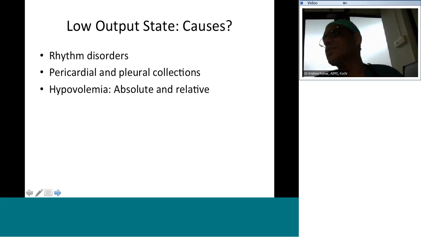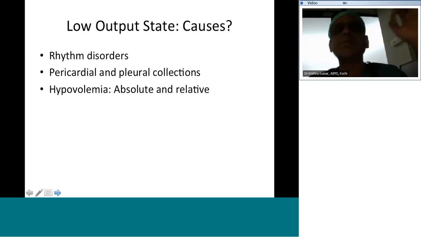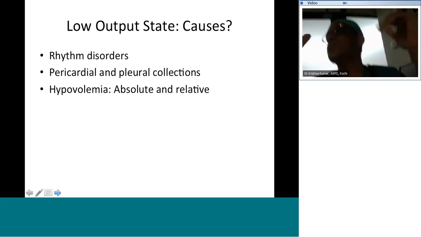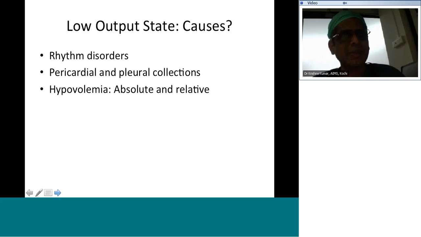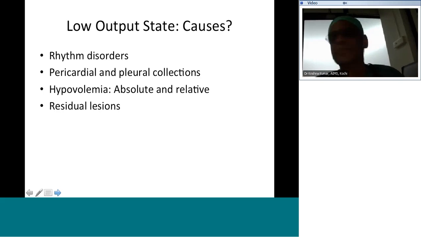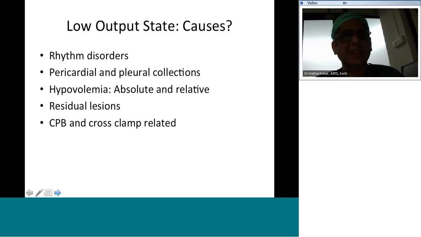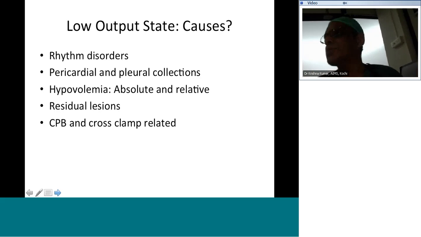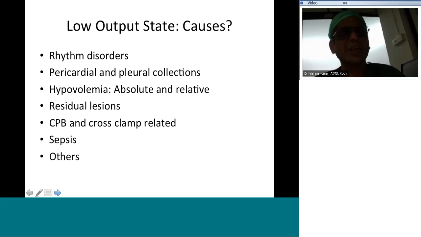Hypovolemia, absolute and relative. So these are readily preventable causes. Only then you start talking about things that you can't do too much specific treatment about. Then you come to residual lesions in your checklist. Then you start talking about things like bypass and cross clamp related low output. Sepsis is way too early, but it's something that you can put lower down in your list. And others, which is what we will discuss in terms of restrictive RV physiology.